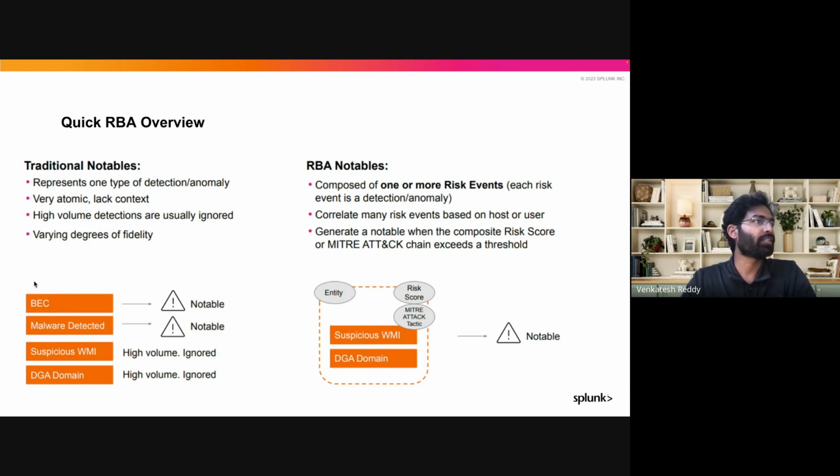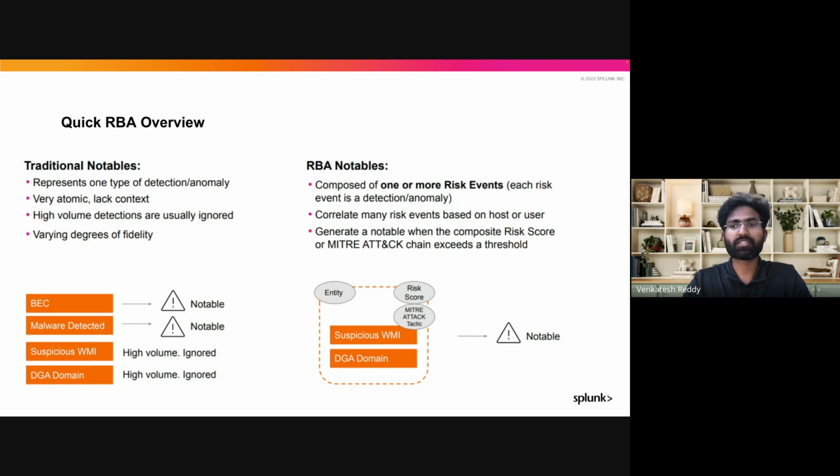So if you see here, we have two different notable alerts. We are getting some suspicious events from Windows servers, and from the DGA domain we have different types of alerts being created. So it's difficult for SOCs to analyze. Now we'll talk about how RBA can achieve that, I mean, how RBA can address these notables.